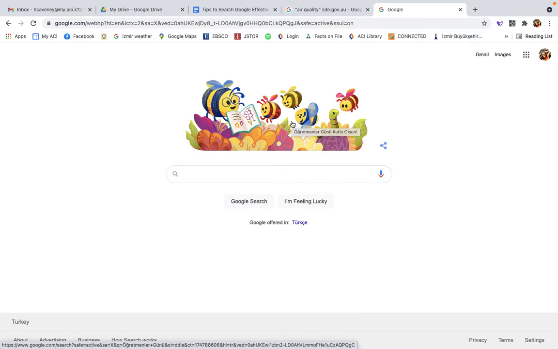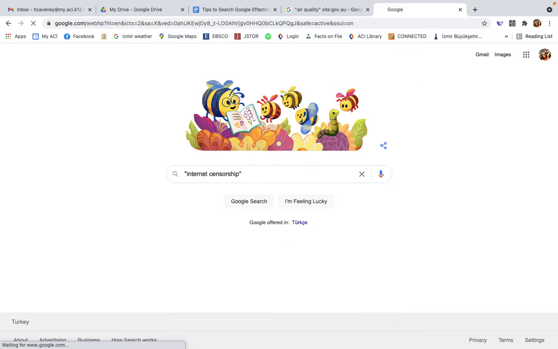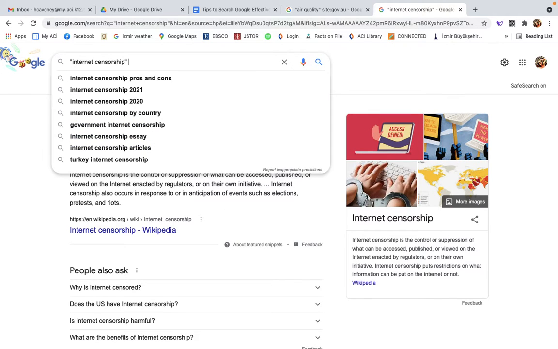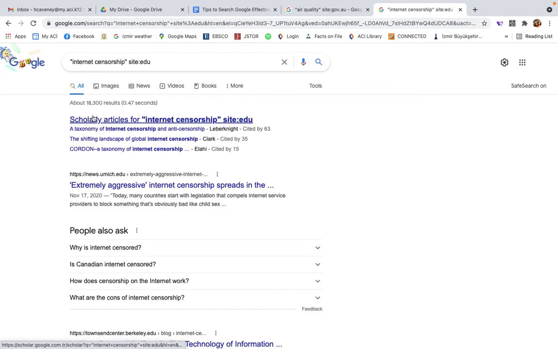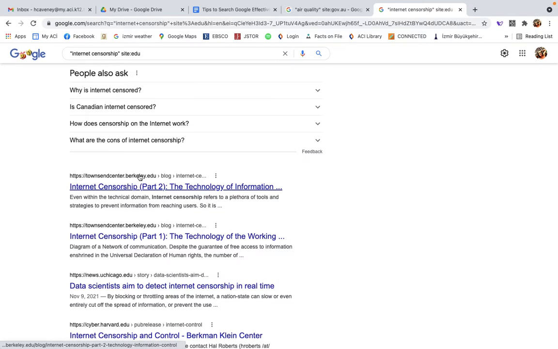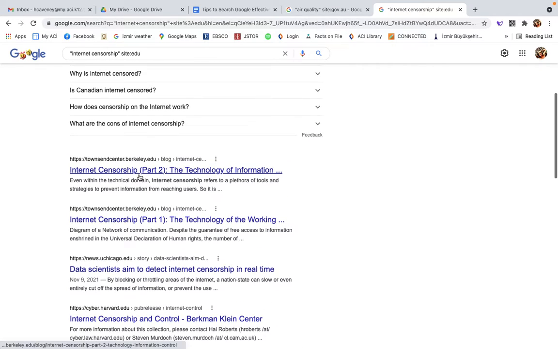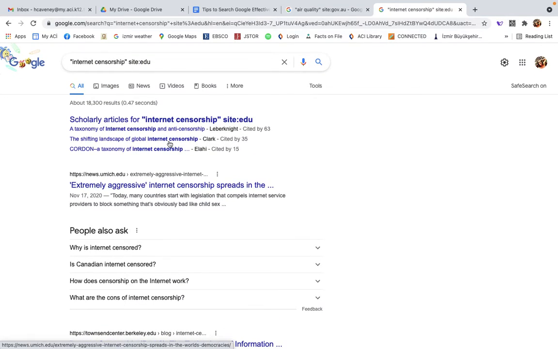Let's try another one. For example, let's do internet censorship. We did that one before. I'm not going to focus it by country, but let's do site:.edu. 18,000. So these are all, like this is University of Michigan, Berkeley. So these are going to be more current and reliable sites because they're published by universities and not anybody can go out and buy that.